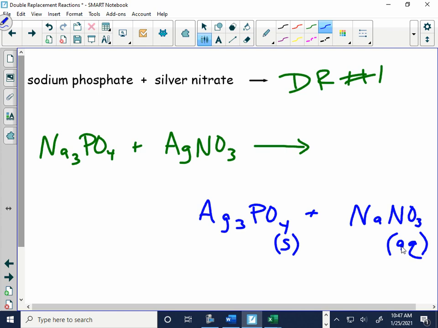Final thing I need to do is balance my chemical equation. And I can see that I am not balanced. First of all, I need to have a 3 here, because I need to have 3 sodiums on both sides. I need to have a 3 here, because my silvers are off. So once I do that, my nitrates balance up. So now I have a balanced chemical equation.